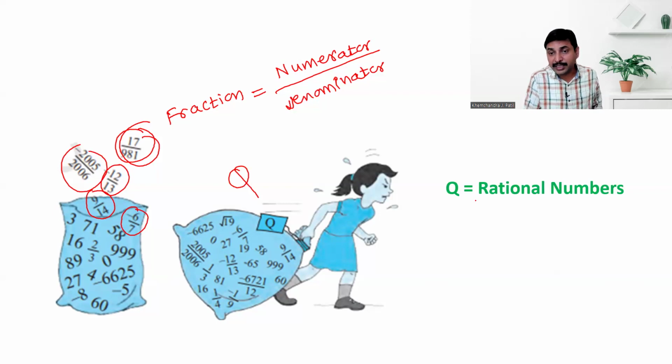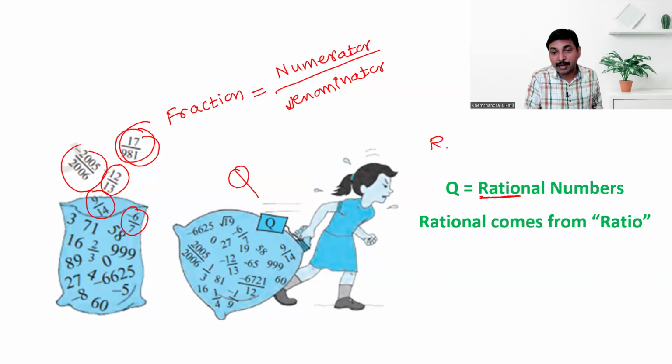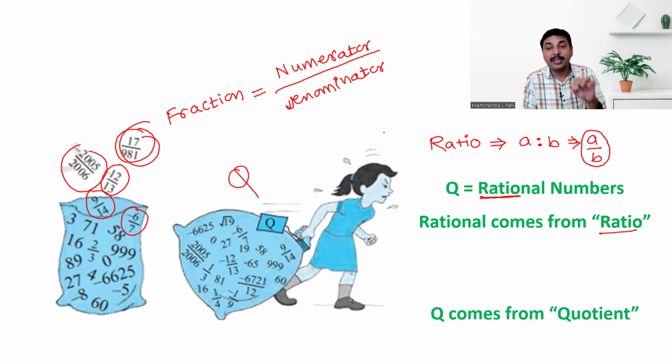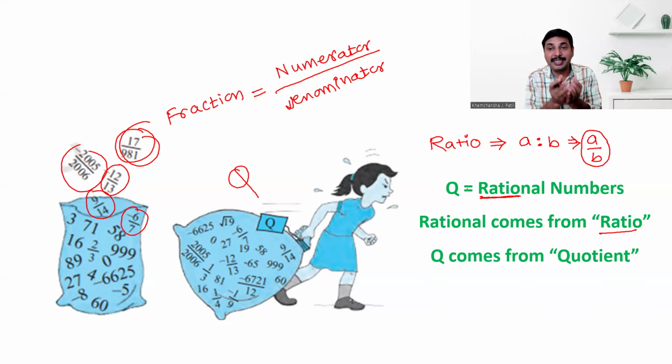This rational number, this Q, comes from the word ratio. What does ratio mean? आपने ratio 8th में पढ़ा है. Ratio is nothing but showing the relation between two variables or two quantities. We use the colon, and A as to B is nothing but A divided by B. So rational number comes from the word ratio. And where is Q coming from? Q is for quotient. Quotient we get in the process of division.